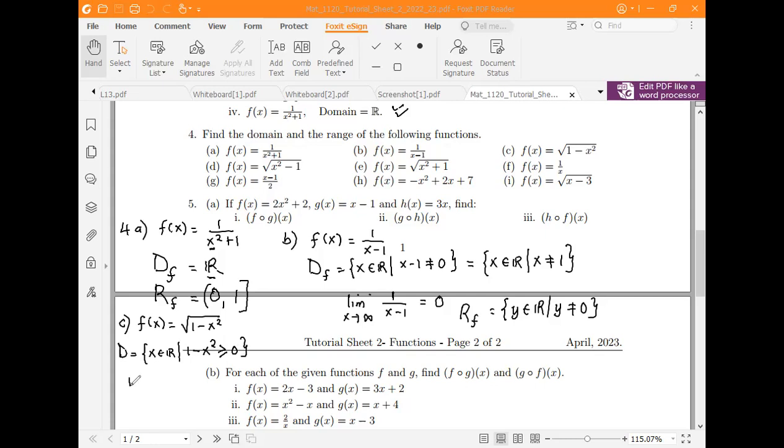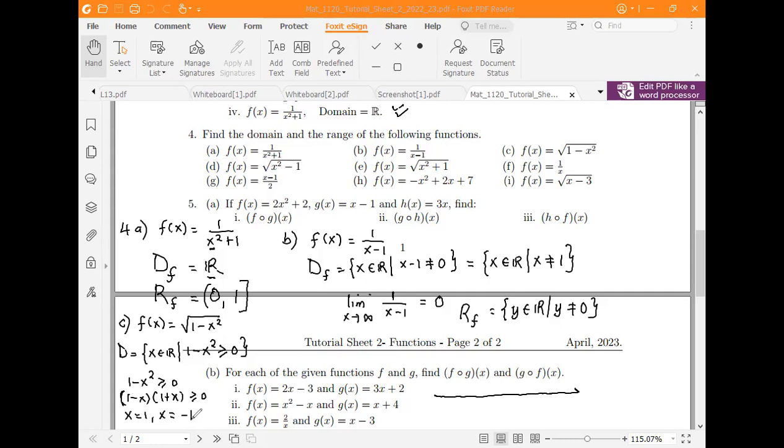What does 1 minus x squared being greater or equal to 0 mean? We need to factorize this. So we have 1 minus x and 1 plus x, difference of two squares, greater or equal to 0. This means that we could do with x is equal to 1 or x is equal to -1. After that, we now use a testing table or a number line. So let's use a number line.